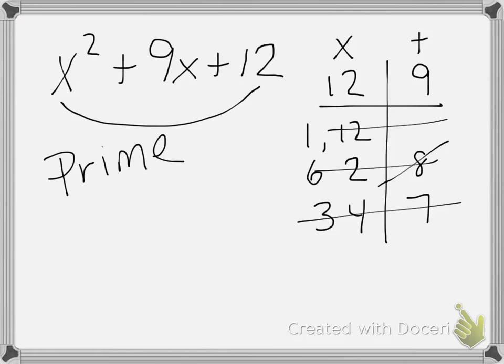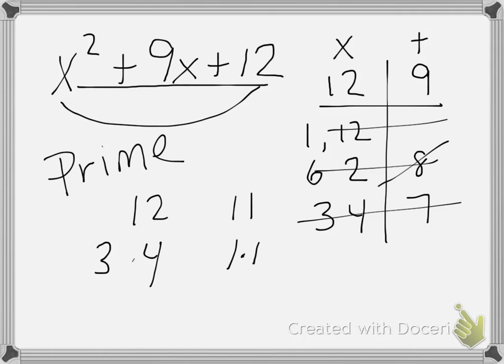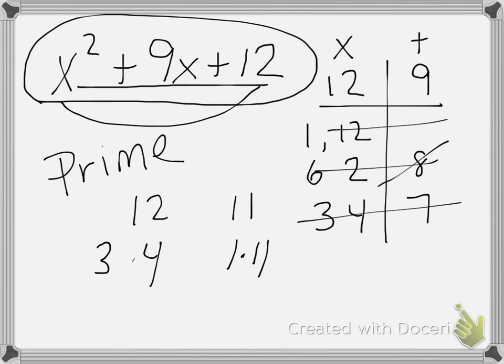And so that's the way it is. I leave it that way. This does not break down to clean factors. Like the number 12 can break down to 3 times 4, right? But the number 11, the only thing that makes 11 is 1 times 11. So the only thing that makes x squared plus 9x plus 12 is x squared plus 9x plus 12 times 1. So we call that prime and we just leave it.